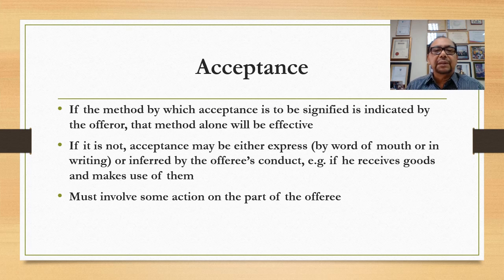If the method by which acceptance is to be signified is indicated by the offerer, that method alone will be effective. If it is not, acceptance may be either expressed by word of mouth or in writing, or inferred by the offeree's conduct. For example, if you receive goods and make use of them, it must involve some action on the part of the offeree.